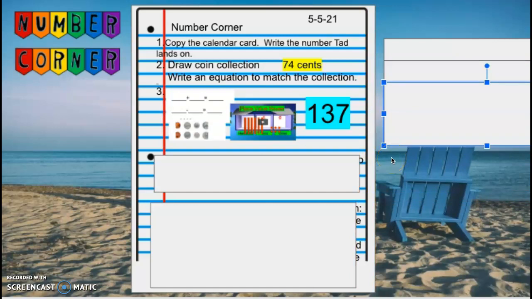Next to number 3, we've now been in school for 137 days. So you are going to represent the number 137. You will represent 137 with an addition equation, subtraction equation, coins, and your 100 block, 10 sticks, and 1 blocks.